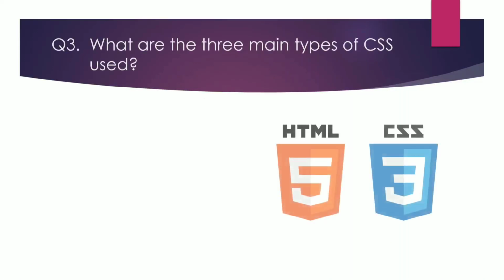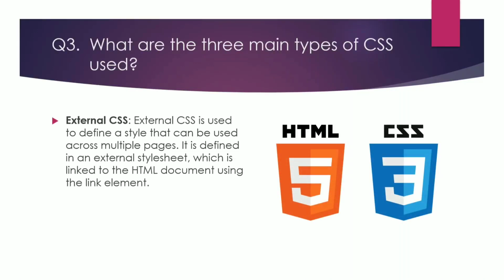So the main method of using the CSS is known as external CSS. External CSS is used to define a style that can be used across multiple pages. It is defined in an external style sheet which is linked to the HTML document using the link element. So in some cases you have done one thing, like for your project you write HTML in separate file and you write CSS styling in separate file.